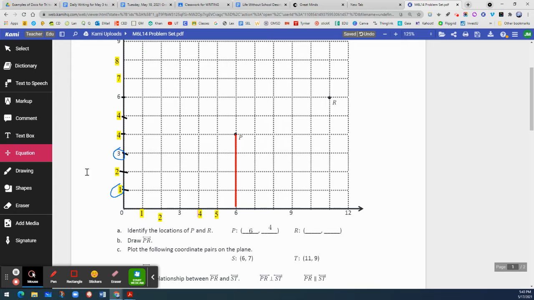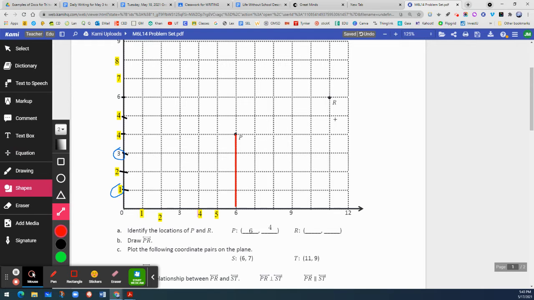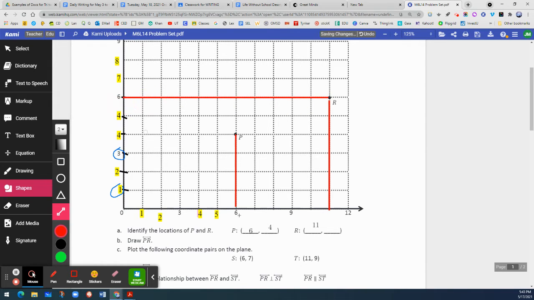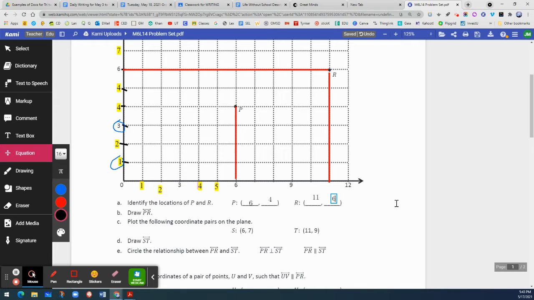All right, let's look at R. R is 11, because that will be 9, 10, 11, and 12. So R will be, X will be 11, okay? And Y would be across from it. So here will be Y. Y is 6, so we're going to write 6, okay? There you go. So we identified the location of P and R.